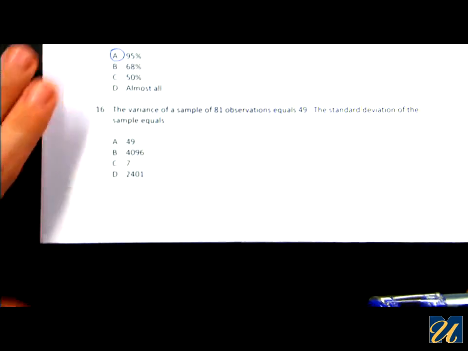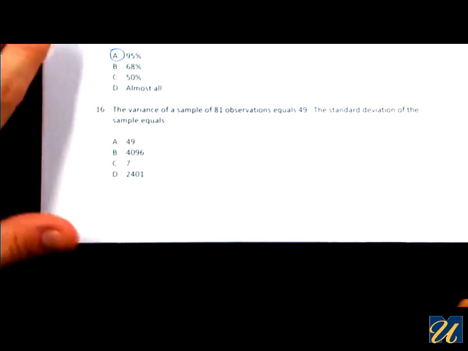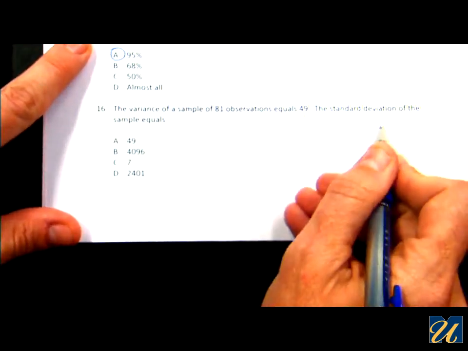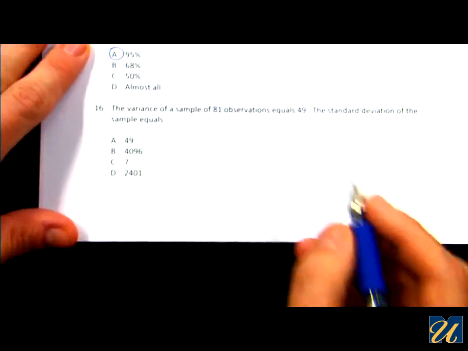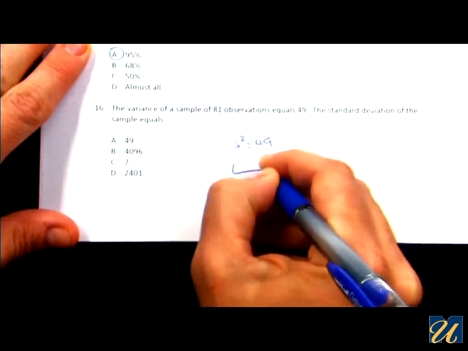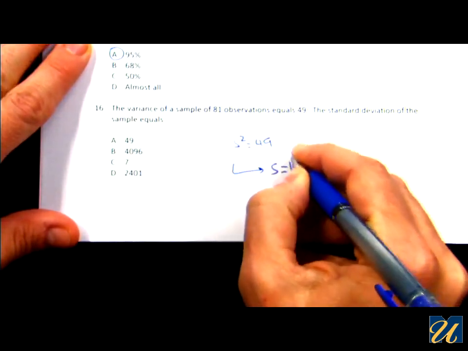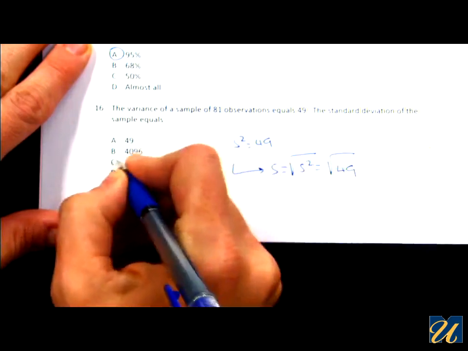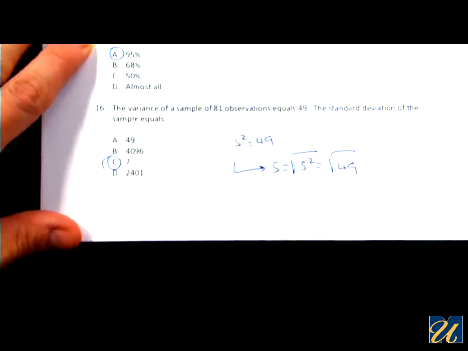The variance of a sample of 81 observations equals 49. The standard deviation of the sample, therefore, will be equal to what? I have S squared equals 49. I'm looking for S. It's always the square root of the variance. Therefore, the correct answer will be 7.